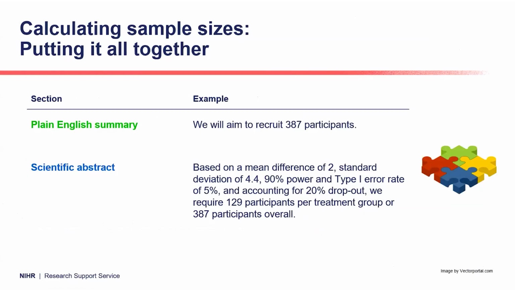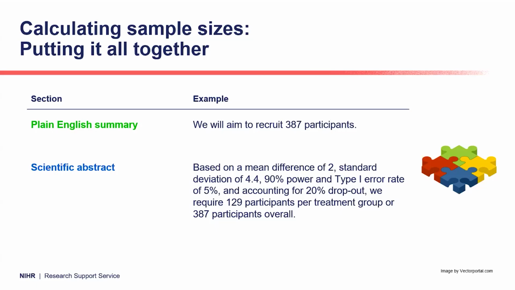So this is an example of the statistical aspects you'd mention in your plain English summary and scientific abstract. The plain English summary needs to be written in simple language about how many participants you aim to recruit, in other words, your calculated sample size. However, the scientific abstract should go into more detail about the chosen clinically important effect size, the variability, power and the significance level, as well as any other sample size considerations like the dropout rate.